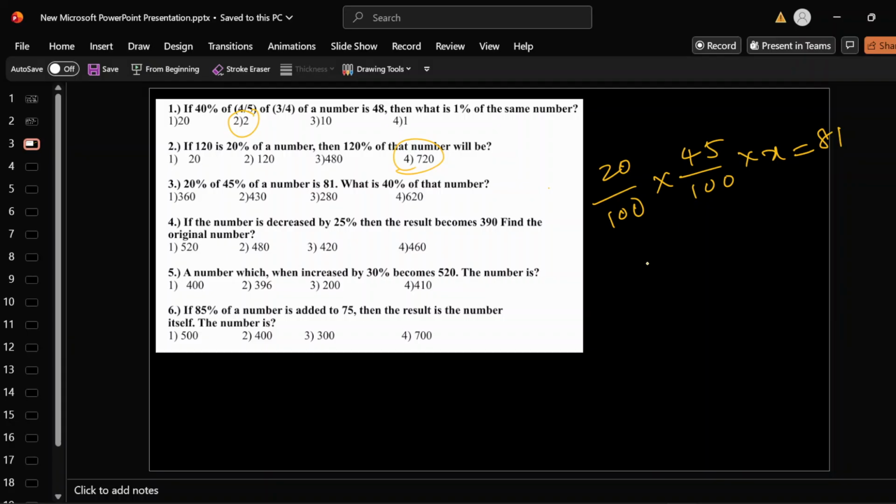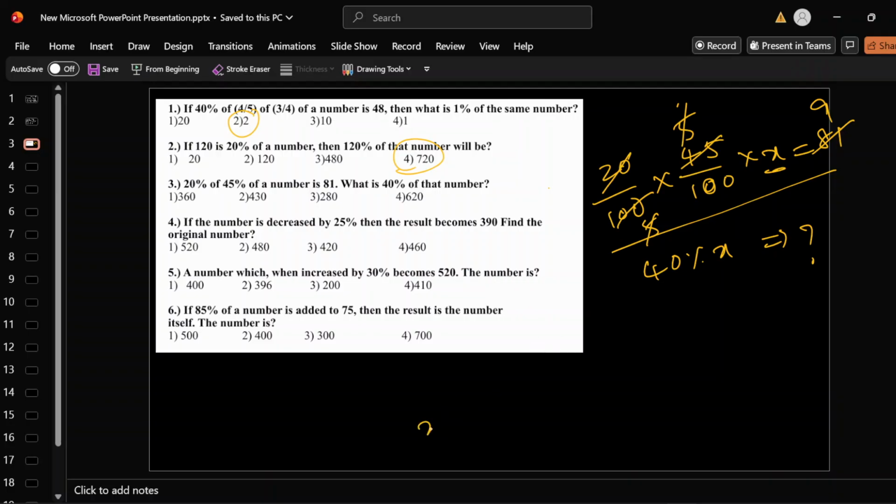What is 40% of the number? That means 40% of x. We have to solve this equation, get the x value, and substitute it here to get 40% of x. If we solve this equation, 9 fives are 45, 9 nines are 81, 5 and 5 cancel. Here in the denominator 100 is left. If we move 100 to the right side, it will be multiplied with 100 and with 9. So x equals 900.